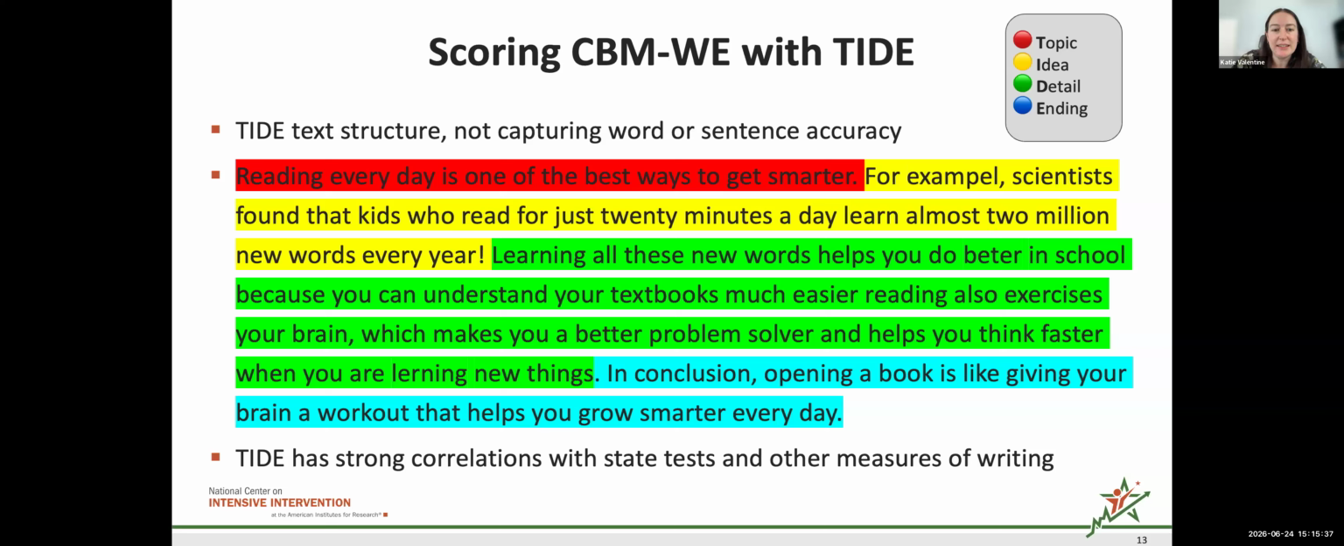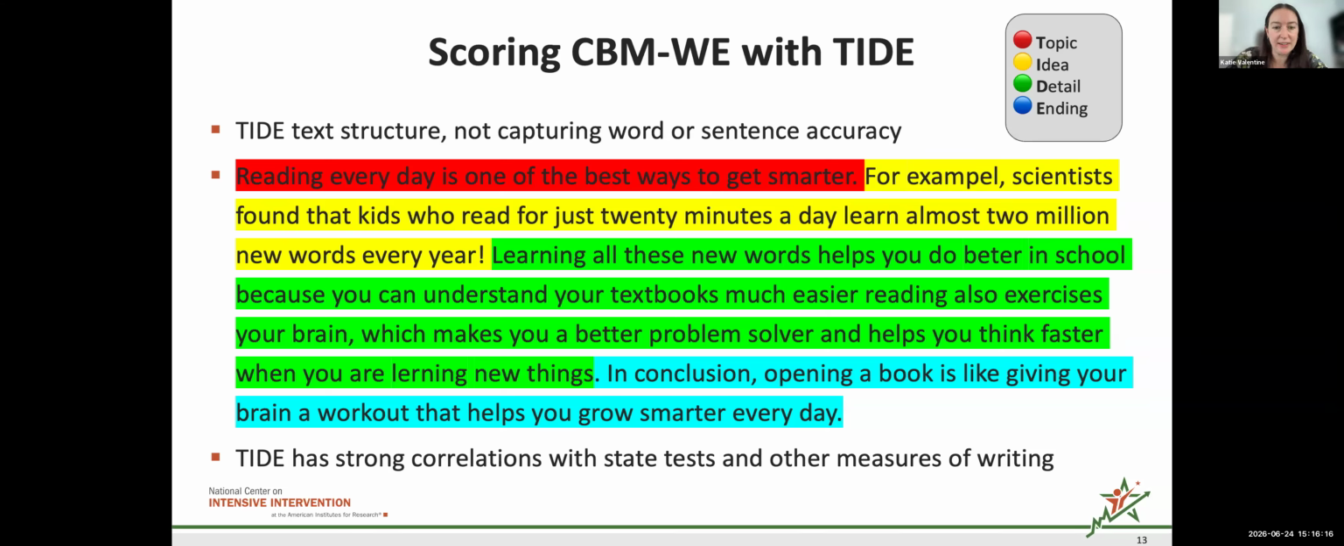So I'll be talking today about a structure for the informational genre called TIDE. And this structure indicates that an informational paragraph should have a topic sentence, an idea that relates to that topic sentence, a detail that really elaborates or extends that idea, and then an ending or a conclusion statement. So this is a very useful structure used in assessment and also instruction, which I'll talk about towards the end of our presentation.